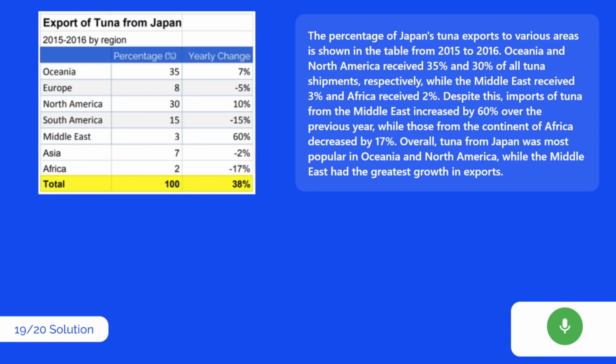The percentage of Japan's tuna exports to various areas is shown in the table from 2015 to 2016. Oceania and North America received 35% and 30% of all tuna shipments, respectively, while the Middle East received 3% and Africa received 2%. Despite this, imports of tuna from the Middle East increased by 60% over the previous year, while those from the continent of Africa decreased by 17%. Overall, tuna from Japan was most popular in Oceania and North America, while the Middle East had the greatest growth in exports.